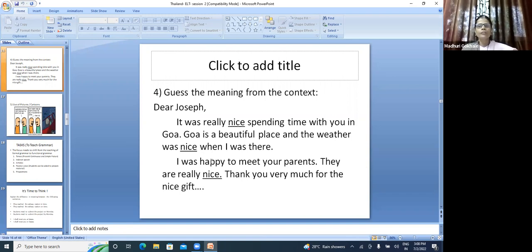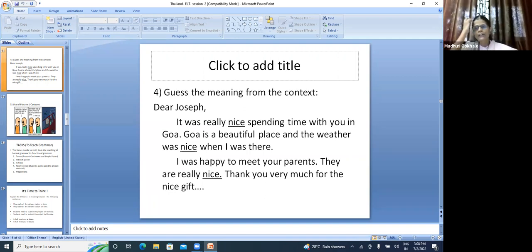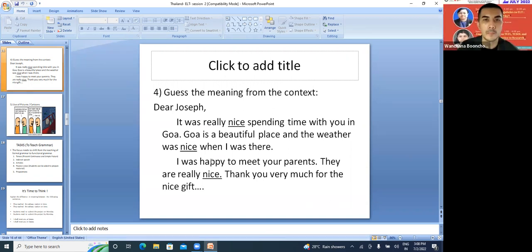Vanchana, you can even think of creating activities of this kind. What I did in one of my classes was I created a small paragraph. Everywhere you can see the word nice is underlined, and you have to substitute the word nice with some other word. Can we try doing it? All of you can do this exercise right now. I'll give you two or three minutes.